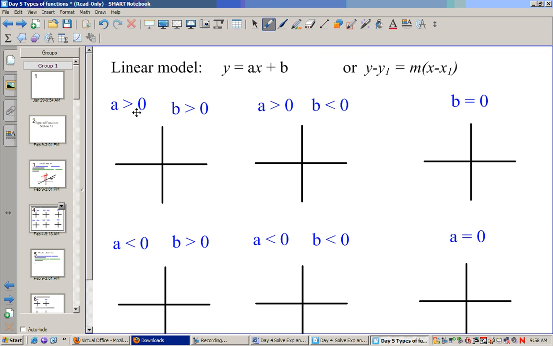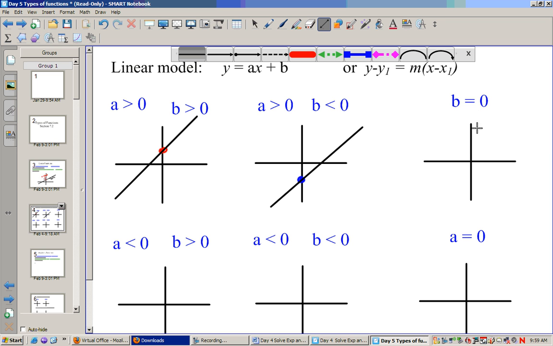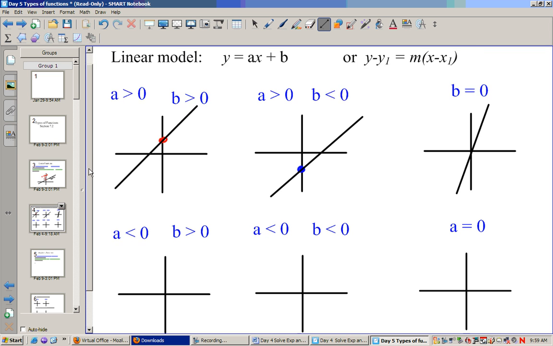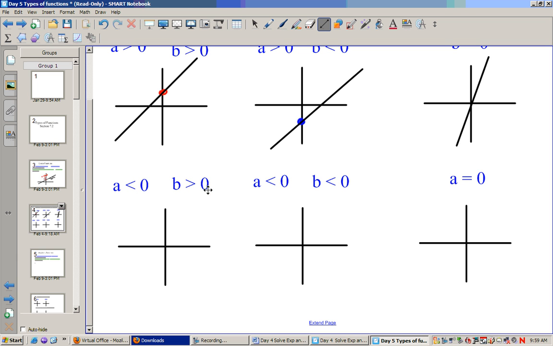Now when we graph this, if our a is positive, so we have a positive slope, that means we're going up, and if our b is positive, that means the y-intercept is positive, it will be a line looking like this. If our slope is positive but our y-intercept is negative, our y-intercept has to be down here, but our line is still going up. If b is 0, then our y-intercept is 0, so we're crossing through our origin. If a is negative, that means we have a downward slope, but if b is positive, the y-intercept is positive, but we have a negative slope. Down here we have a negative slope, it's going down, but our y-intercept is also negative. If our a is equal to 0, that just means we have a horizontal line.